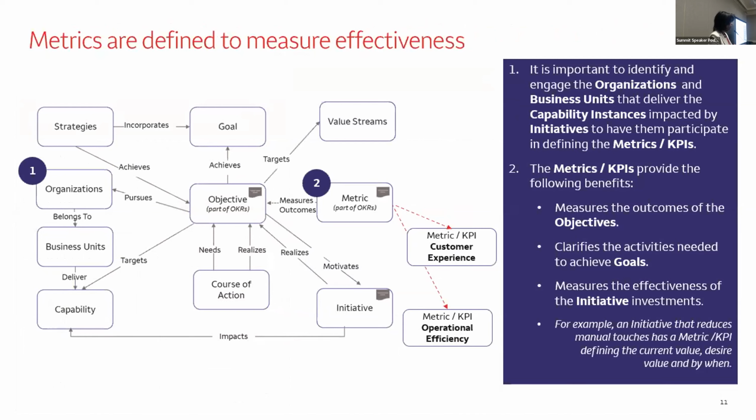So once we determined what those key objectives were, we now needed to start to determine what the metrics are, like what activities did we need to measure in order to determine that our investments would be effective. So we started to look at the organizations that deliver those capabilities that we were going to be targeting for each one of those initiatives. And the metrics then we started to define.